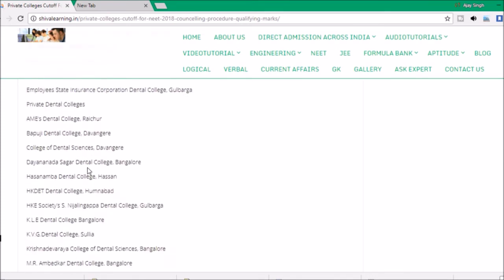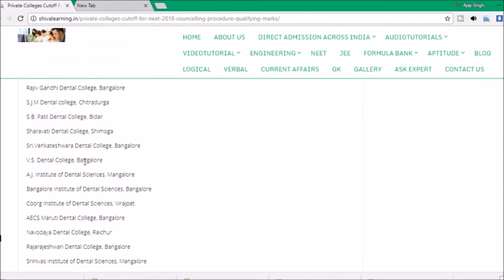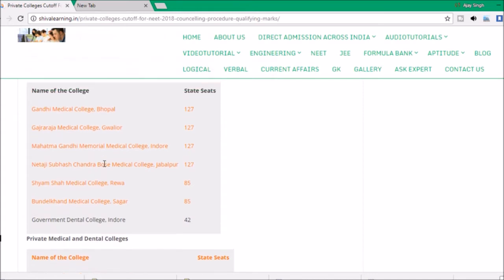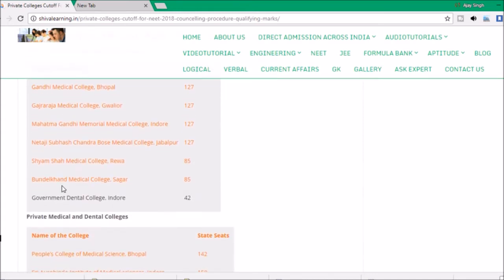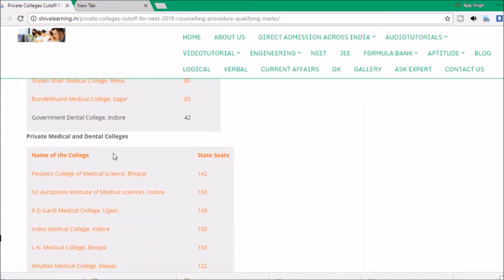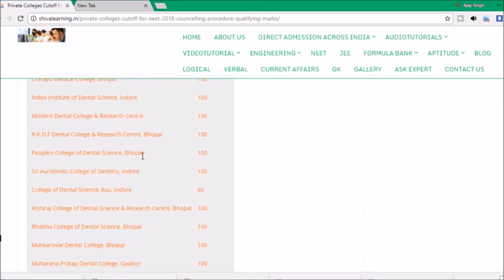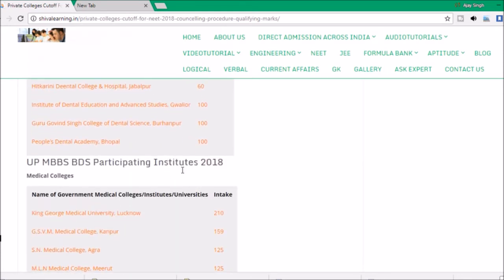And government dental colleges are there, we have Navodaya Dental College. So there are a lot, and MP, let's see about Madhya Pradesh MBBS and BDS participating. So these are the institutes which are government. And private medical and dental colleges, these are the private ones, like People's College of Medical Science. I think you must have heard of it. So they have this many seats.